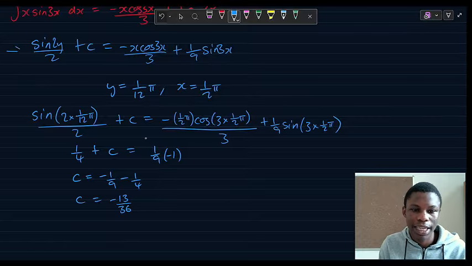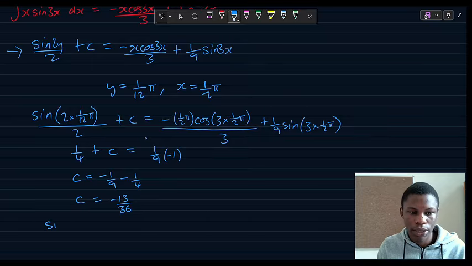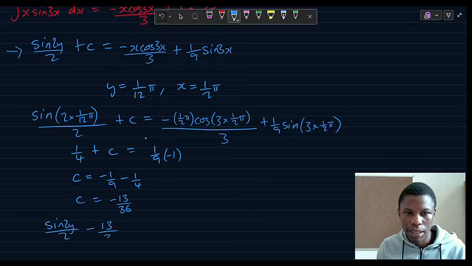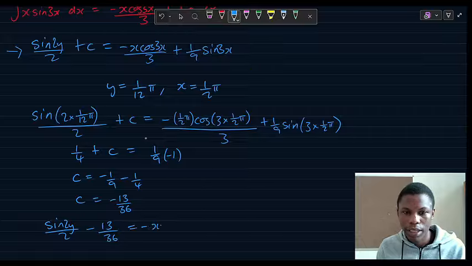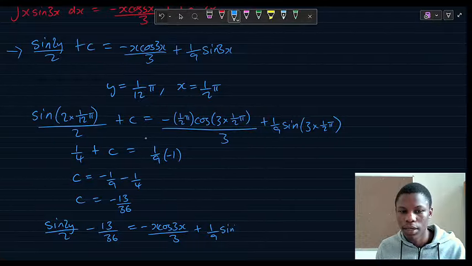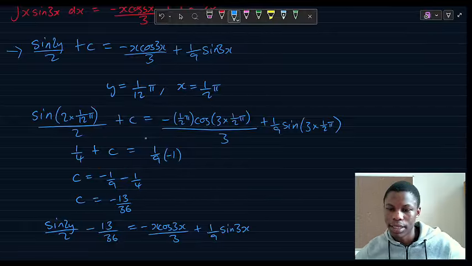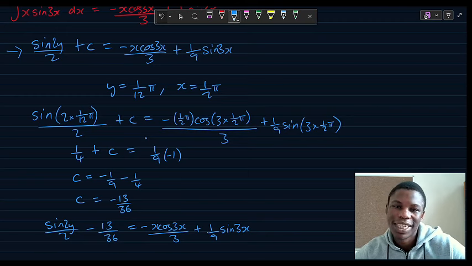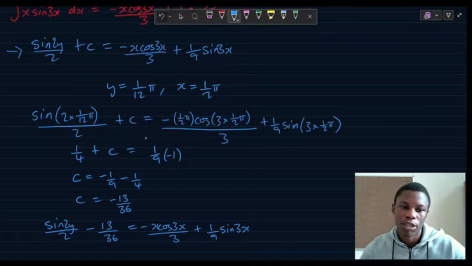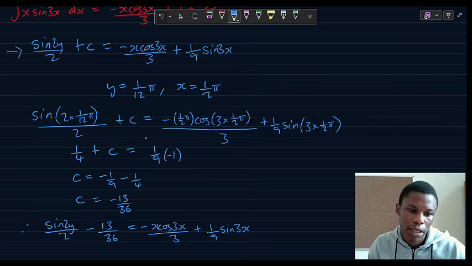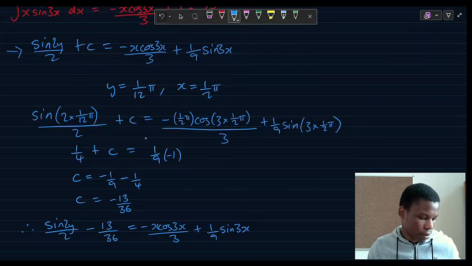So going back here, we have that sine 2y over 2 minus 13 over 36 is equal to negative x cosine of 3x over 3 plus 1 over 9 sine of 3x. And in this case, they've just said solve the differential equation obtaining a relation between x and y. So you don't really have to make anything subject of the formula. So you can leave it here, and that will be the final answer.